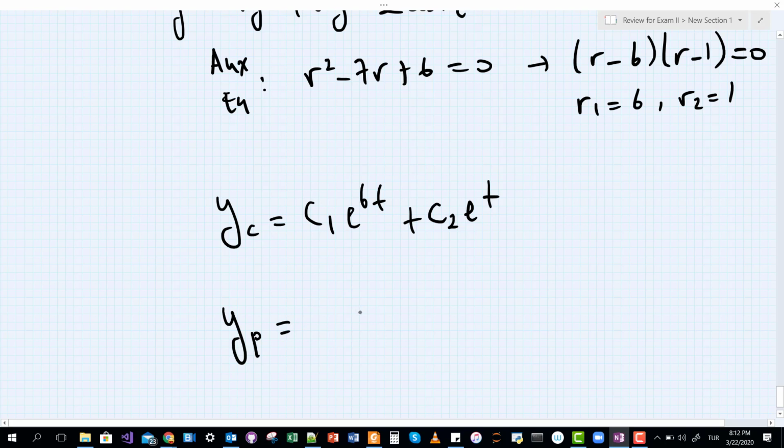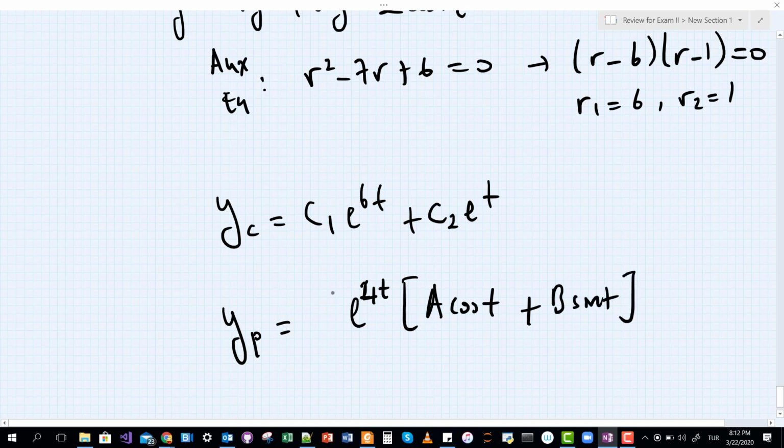And then I can choose my particular solution. On the right hand side, I have an exponential function, and I also have a trigonometric function. That's why I need to have both in my guess: e to the 4t times a cosine t plus b sine t. And also, I need to decide if I need that extra term, t to the s.